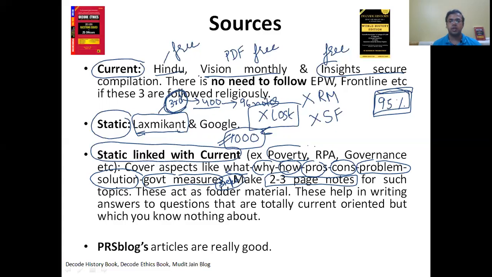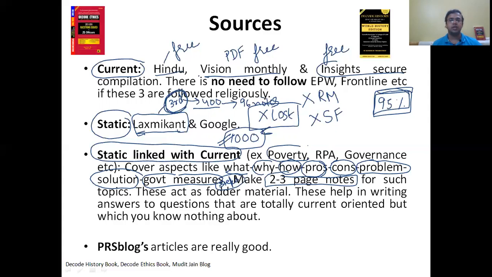Likewise, if you are trying to cover poverty, then what is poverty, why poverty, how it is measured. I don't think there are any pros in poverty. What are the negatives of poverty, problems associated with it, the solutions, government measures, steps, etc.